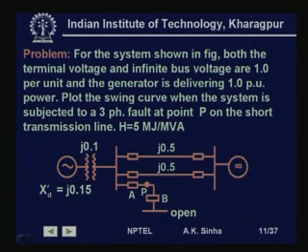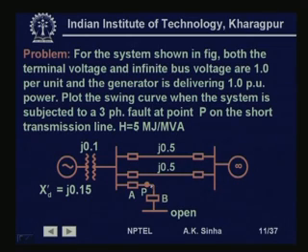So, let us take a problem. So, for the system shown in figure, this is the system, this problem we had worked out earlier. For the system shown in figure, both the terminal voltage and infinite bus voltage are 1 per unit and the generator is delivering 1 per unit power. Plot the swing curve when the system is subjected to a 3-phase fault at point P on the short transmission line. H is given as 5 megajoules per MVA.